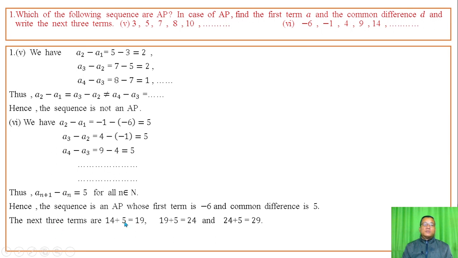The next three terms: the last term is 14, and the common difference is 5, so we get 19. Then 19 plus 5 gives 24. Then 24 plus 5 gives 29.